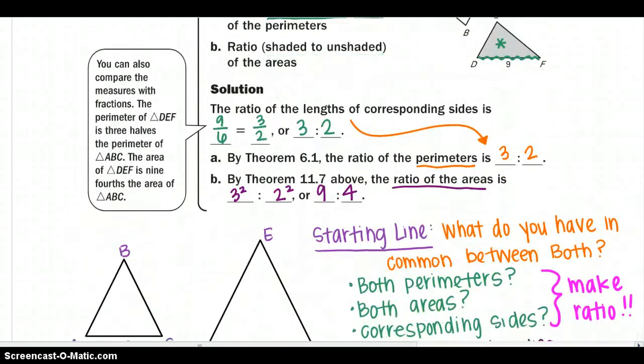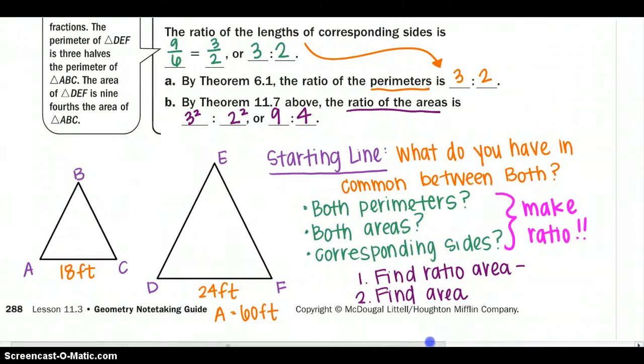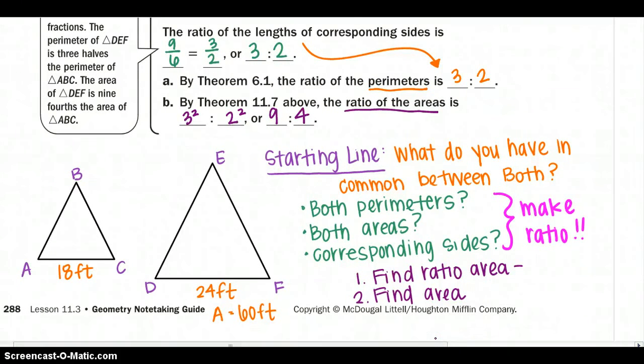So let's look at one more example. Your starting line should always be, what do you have in common between both? Do you have both of their perimeters? Do you have both of their areas? Or do you have corresponding side lengths? And that's what you're going to make your ratio with.